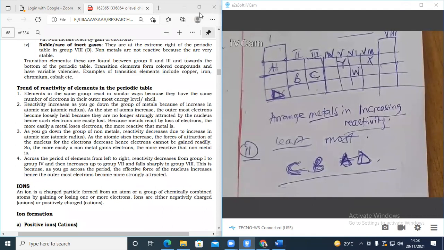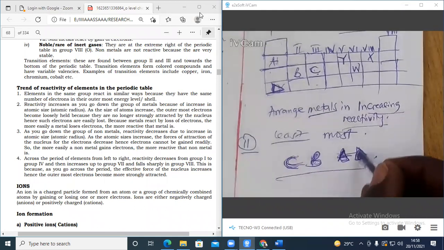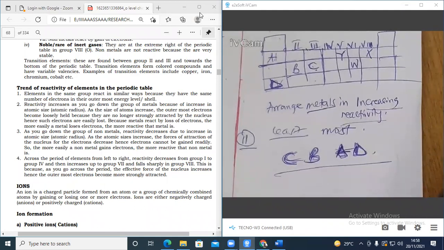What happened to Pav? Pav's data is off. Yes, teacher. Have you understood how reactivity is?